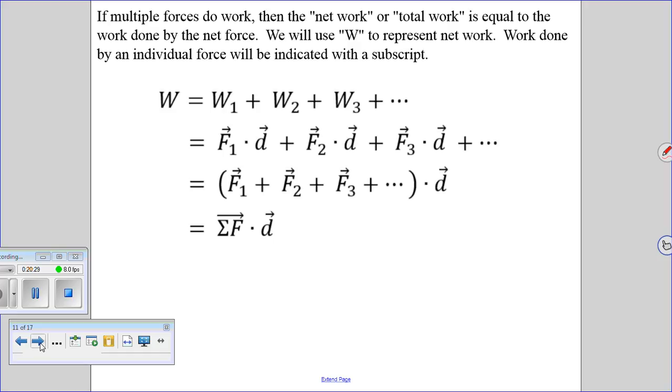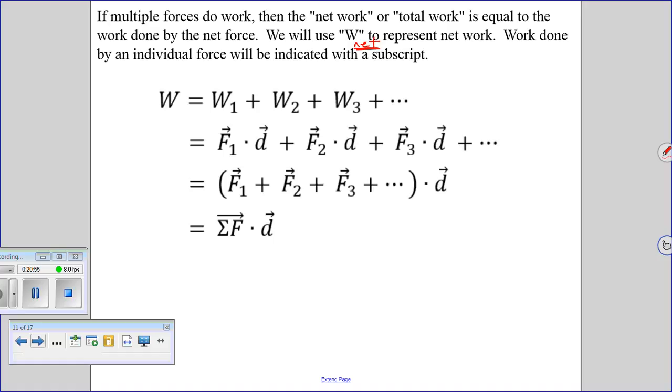Now, if multiple forces do work, then the net work or total work is equal to the work done by the net force. So, what does that mean? All right, so here's what I mean. First of all, this is supposed to be W net. Sorry, these notes need some work. So we're not going to use W for net work. We're going to use W net.